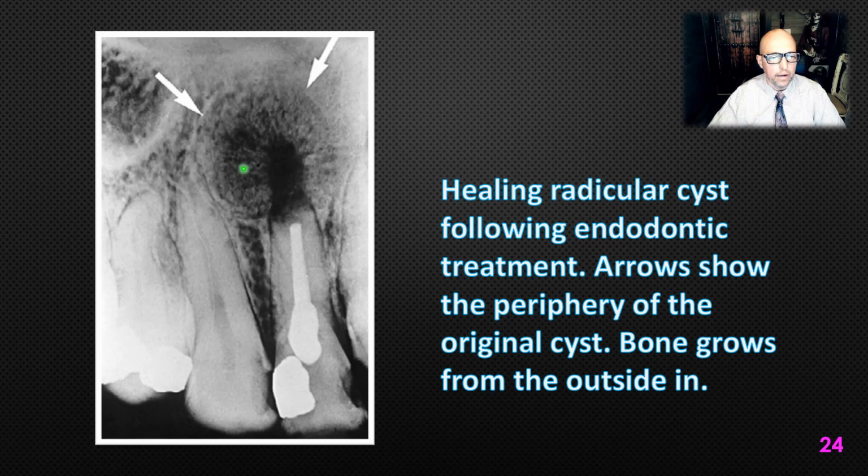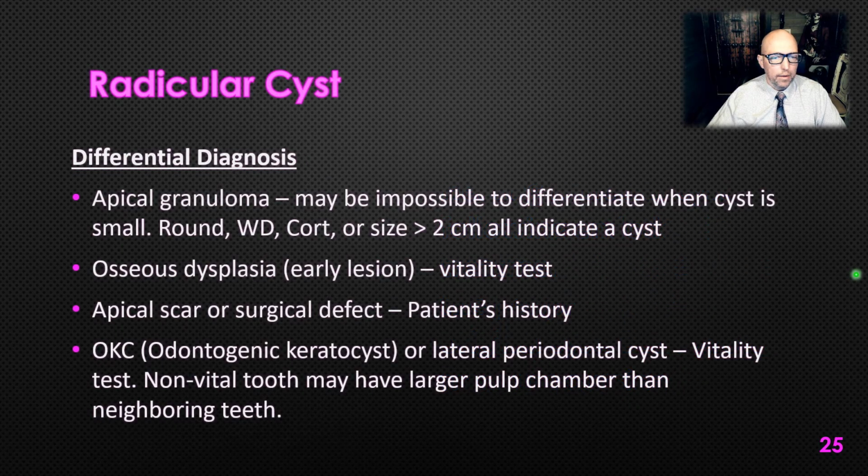And so bone healing comes from the periphery in, and it creates this almost iris shape, almost radiating pattern. You still have a bit of a radiolucency here. This could just be scar tissue. And so that's what a healing radicular lesion looks like. All right, it may be impossible to differentiate from when a cyst is small.